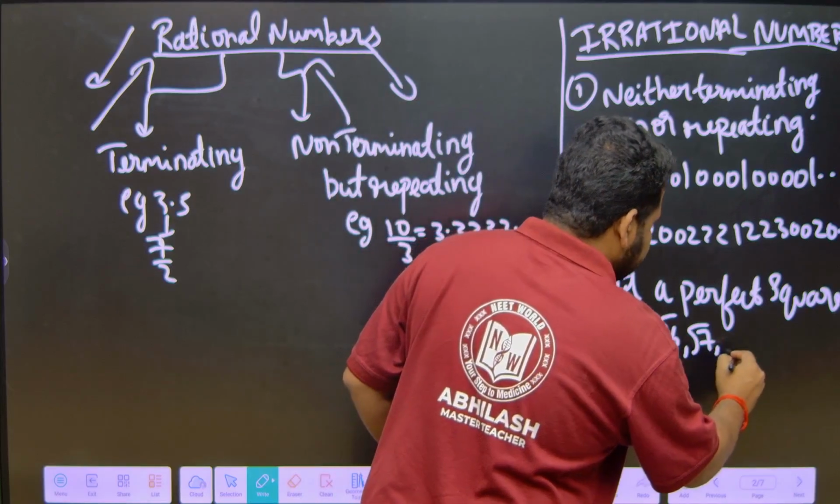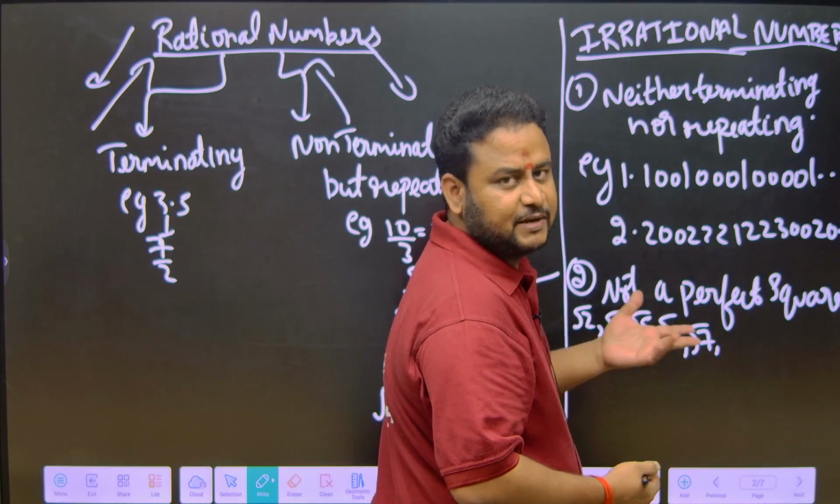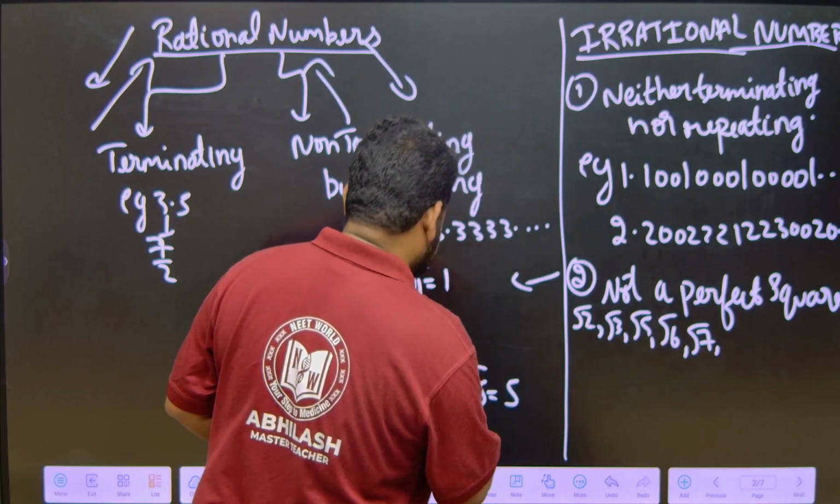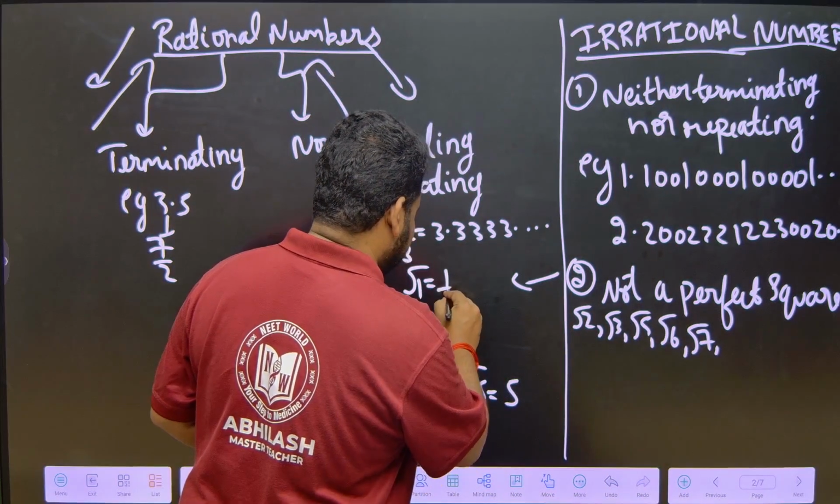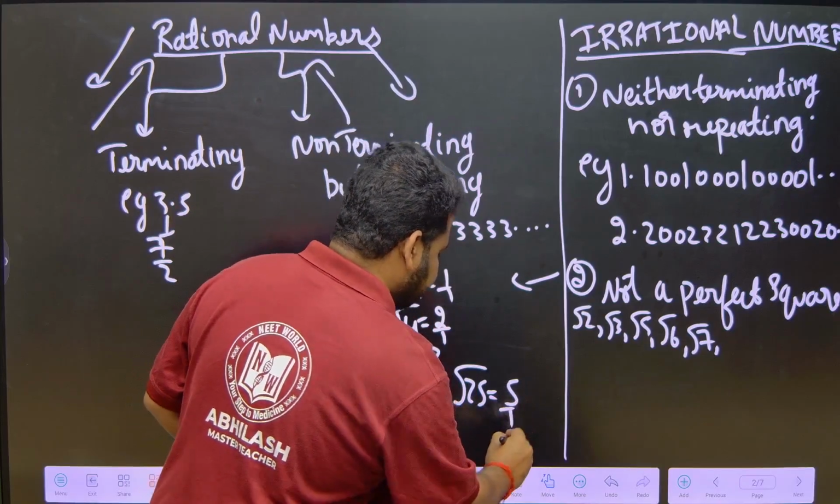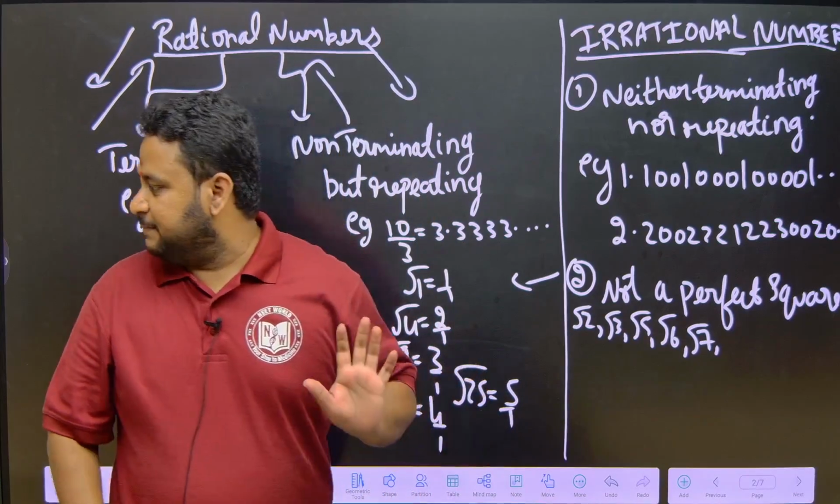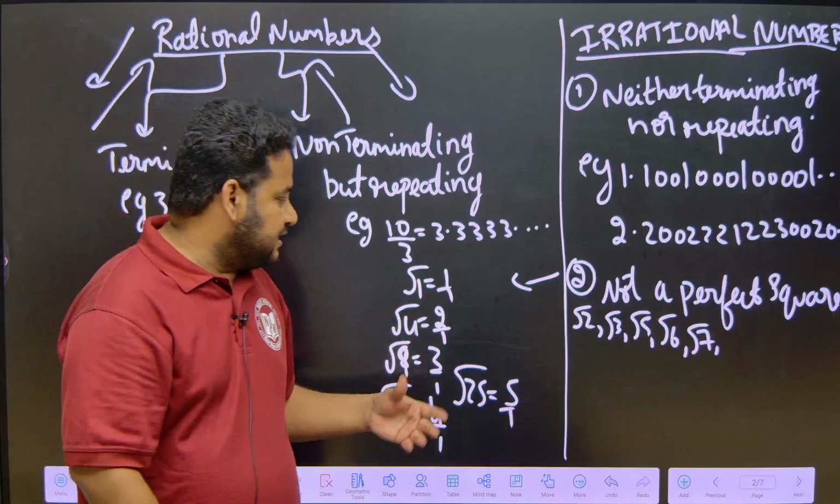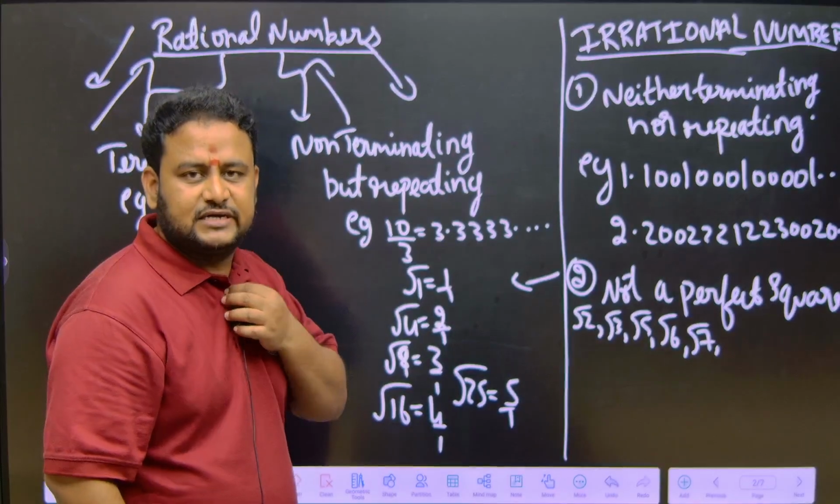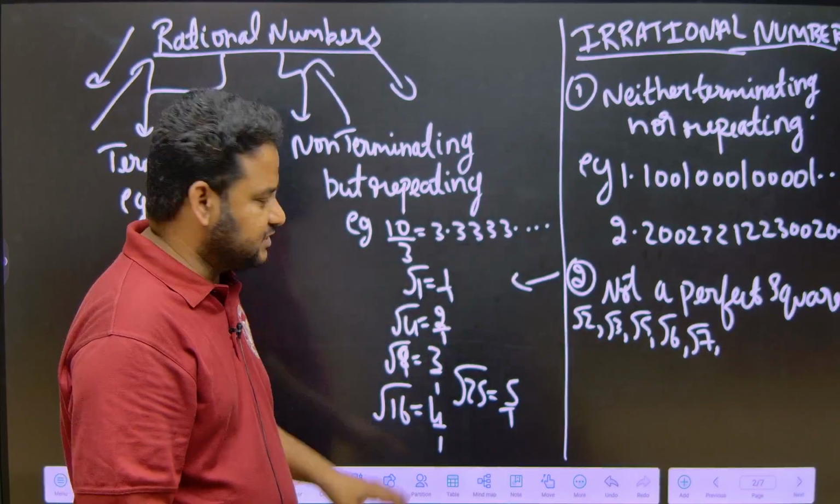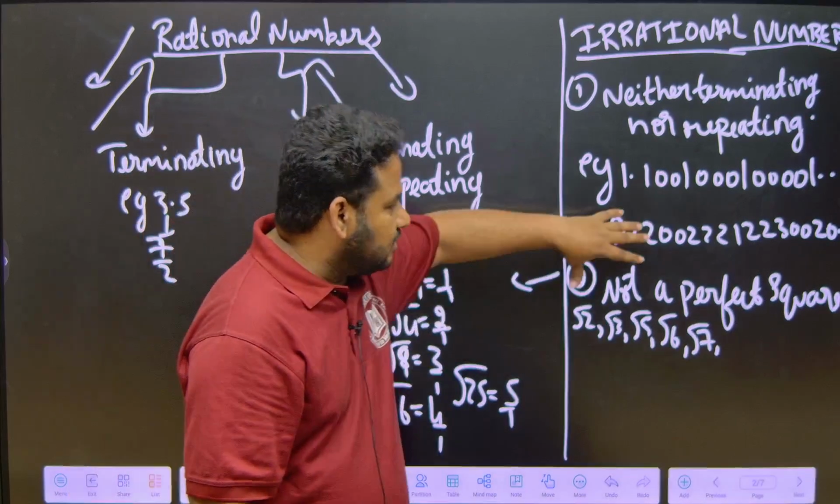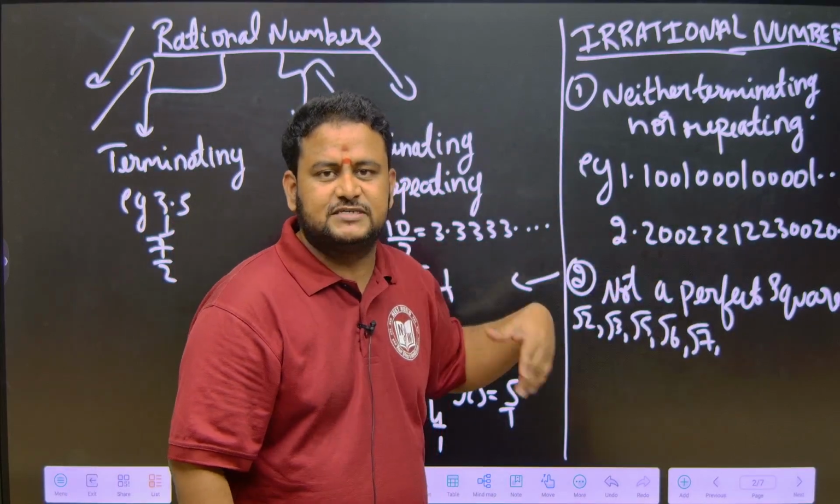So what about root 9? Root 9 is nothing but 3. That is a perfect square. 3 can be written as 3 by 1. This is a rational number, p by q form. 1 by 1, this is 4 by 1, this is 5 by 1. This is nothing but p by q form. So that is why I cannot write it as an irrational number. This is a perfect square. They are asking for a not perfect square. It is not a perfect square means it is an irrational number.